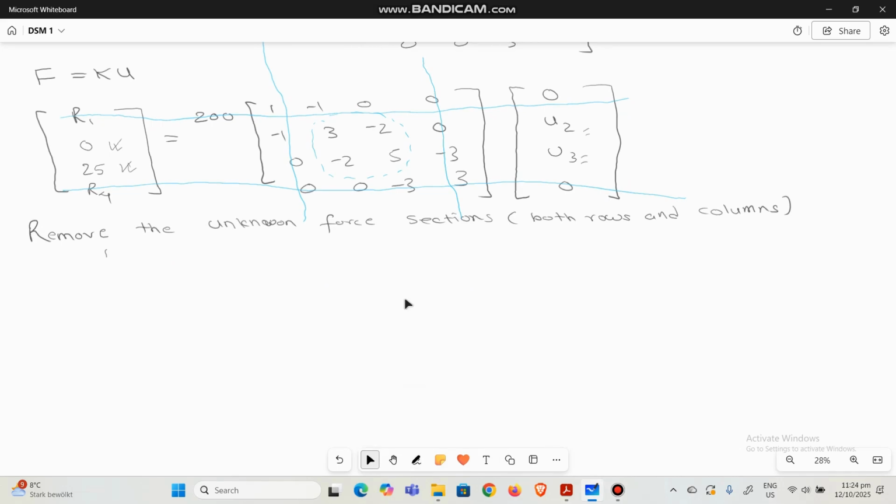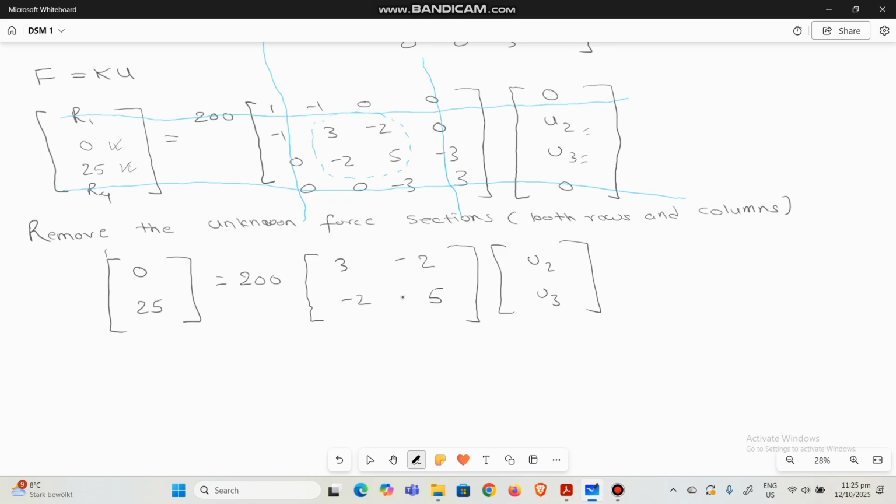Now we are left with 0, 25, because we cancelled R1 and R4. This is 200, which is common, so that it does not get cancelled totally. So 3, minus 2, and 5 are remaining. And then we have u2 and u3. This is what we are now left with.